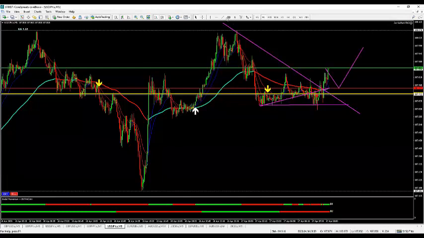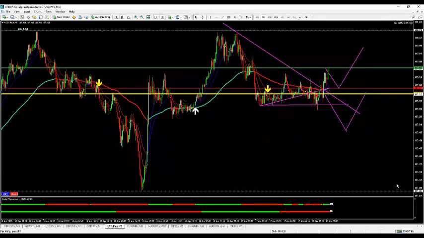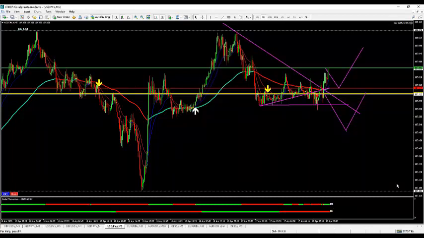The other scenario I would look at is a short below yellow or red. So these V-shaped and A-shaped 1, 2, 3s. This is what I would be looking at on the USD JPY.